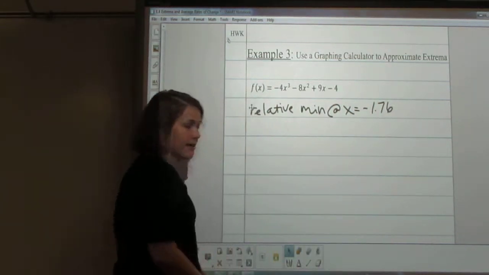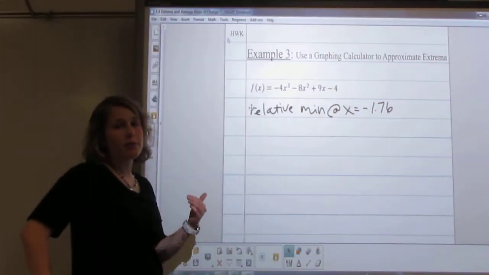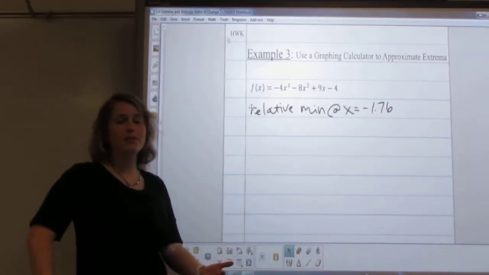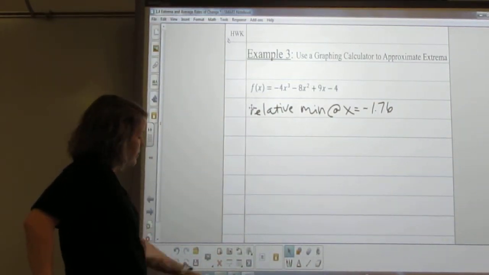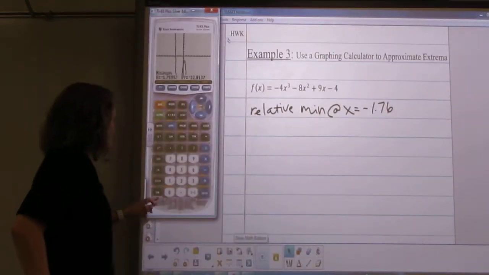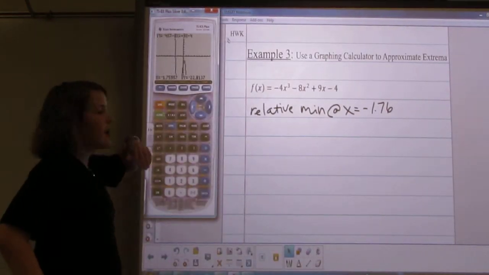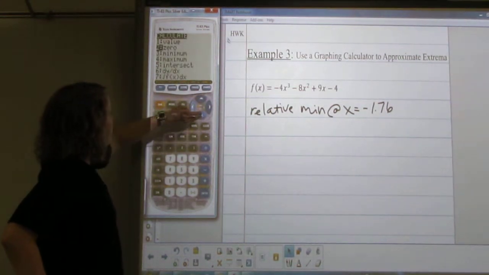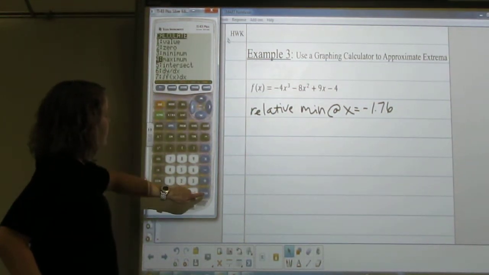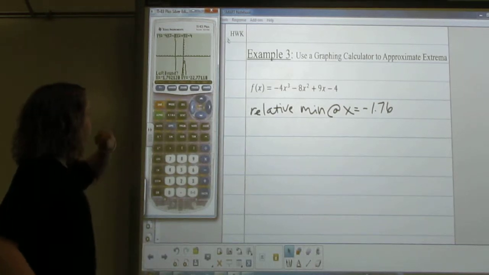So that's a heck of a lot closer than what we had before when we were just saying, maybe negative 1, maybe negative 2, maybe negative 1.5. So this is a little bit more accurate. All right, so the same thing we can do with our maximum. We can go to second trace, and instead of going to 3, we go down to 4 to maximum. Press enter. Same exact way.